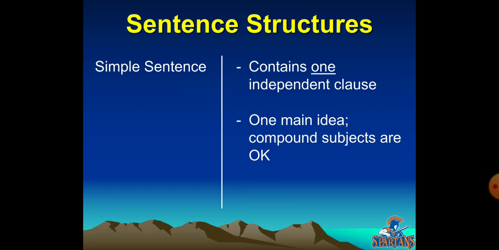What is a simple sentence? A simple sentence contains one independent clause. As you might remember from your previous grammar lesson, an independent clause is a clause that has a subject and a verb and that can stand alone. In other words, a simple sentence has one main idea. Compound subjects are okay. That means a simple sentence can have a compound subject or a compound predicate.